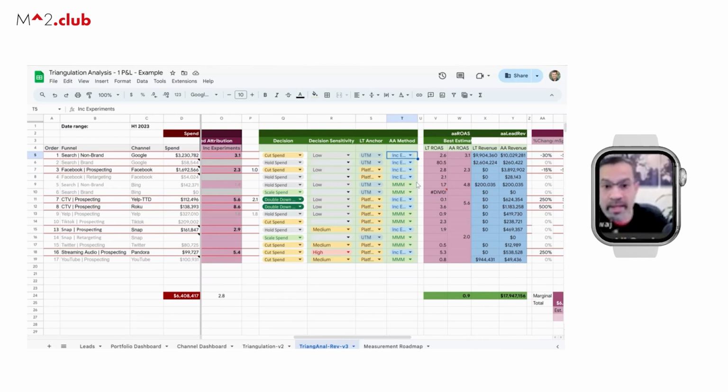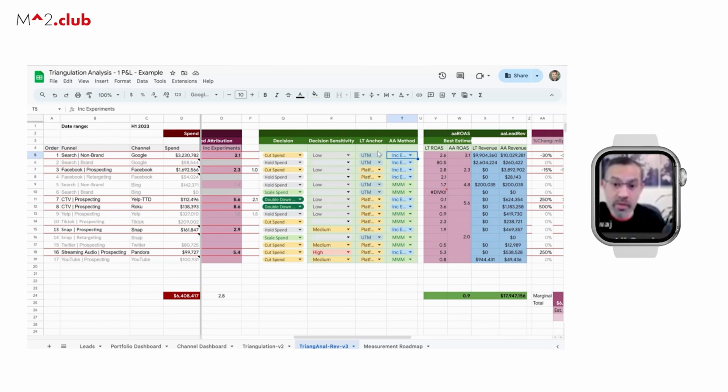But when you run a test, you believe that result more than MMM. But when you haven't done a test and all you have is UTM or platform, you probably believe the MMM to a certain extent, right? So you can pick the advanced attribution method that makes the most sense, and then pick the anchor that you want to use.